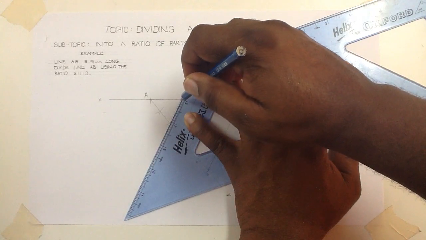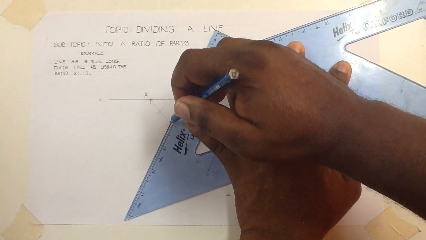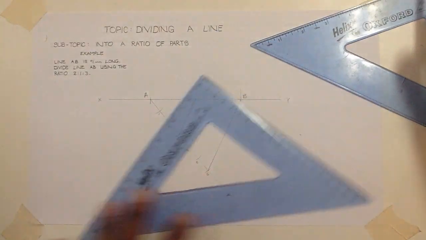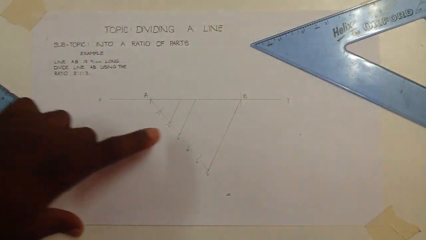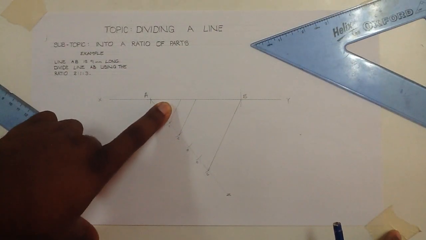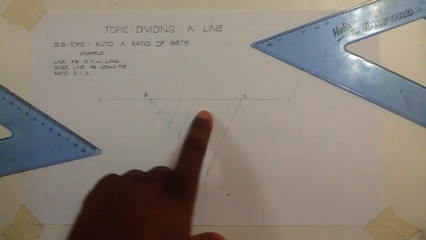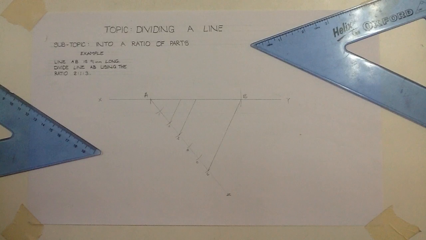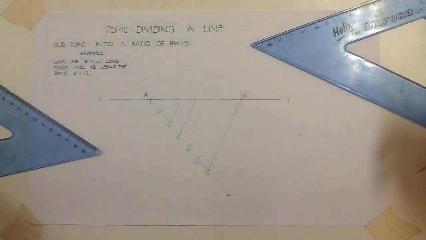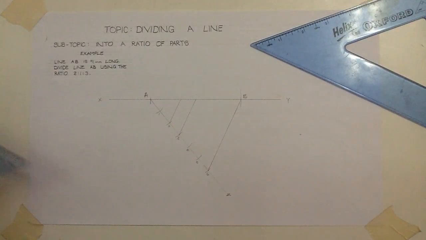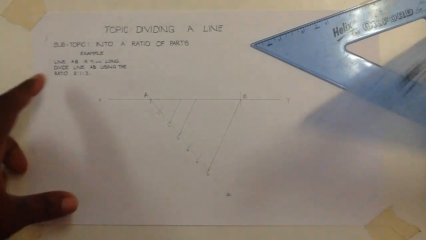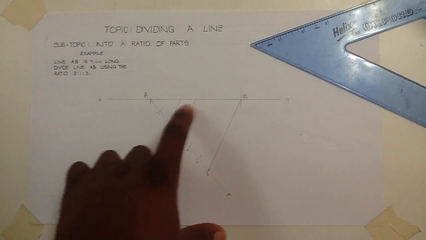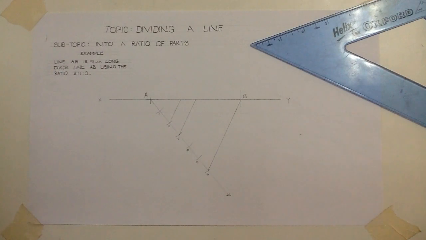Holding both set squares in place, you draw your next line, thus allowing us to have 2 parts, 1 part, and 3 parts of our line AB. Therefore, our line AB has been divided into a ratio of parts, the ratio 2:1:3. Thank you for viewing.